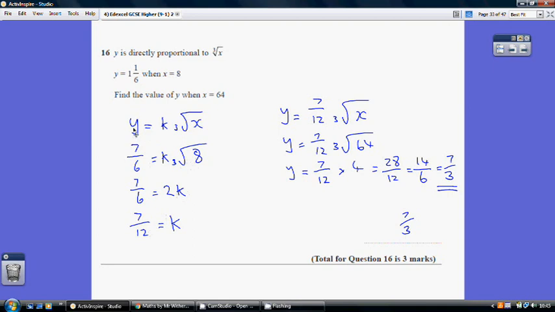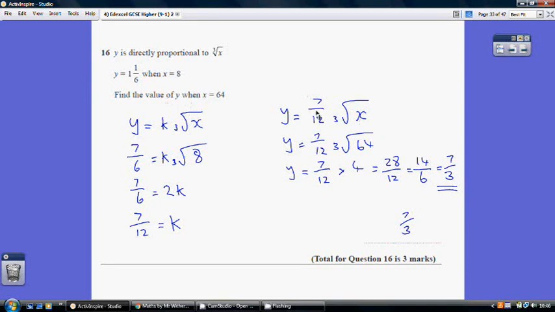So we can now improve on our original formula and have a revised formula where we now know that the constant k is 7/12. So our final formula which we can use is y equals 7/12 times the cube root of x. Only now do we take this line of information and actually answer the question. Find the value of y when x is 64.